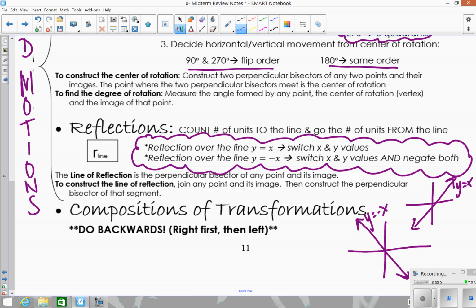You always have to count perpendicular to the line of reflection. So what I would do is just remember those two rules. If you're reflecting over y equals x, just switch x and y. If you're reflecting over y equals -x, we'll switch them and negate them. And then compositions of transformations.